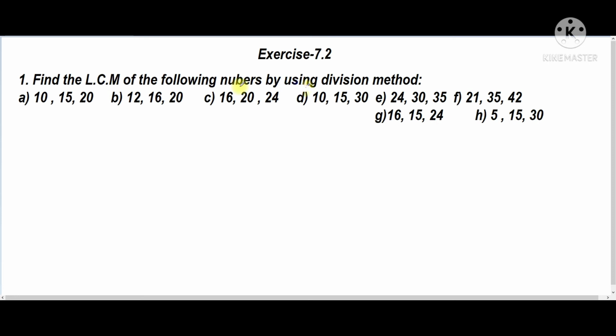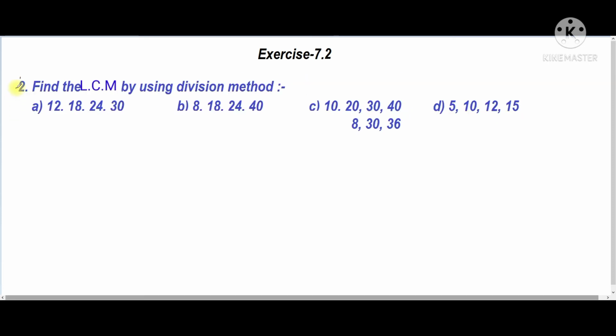Okay, now I will show question number 2. Find the LCM by using the division method. The earlier questions had 3 numbers given, now there are 4 numbers. Okay, so from there I will show you only one question, and the rest of the questions do by yourself. So the solution will be written here. You see question A: 12, 18, 24 and 30. So first we'll draw a line, and here first we'll write 12, and a comma, then 18, and a comma, then 24, and then here we'll write 30.